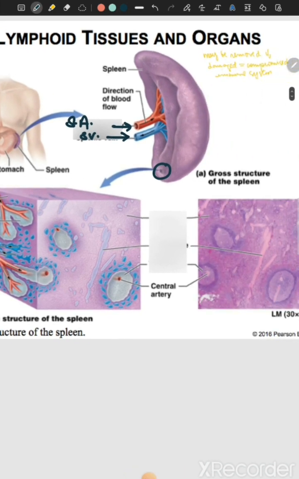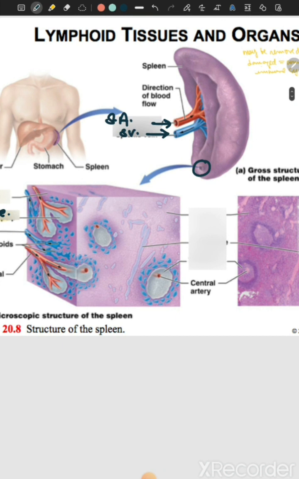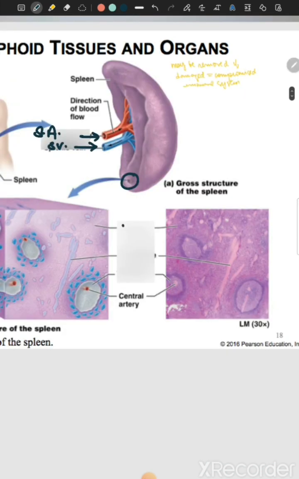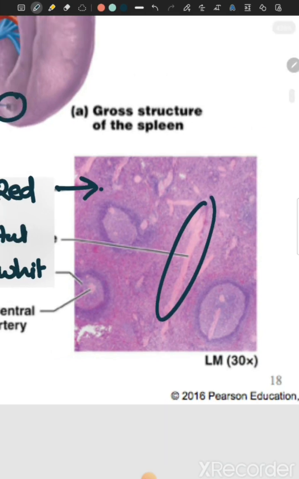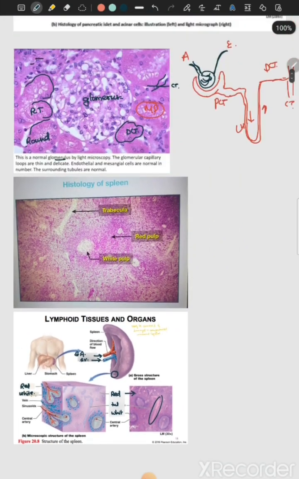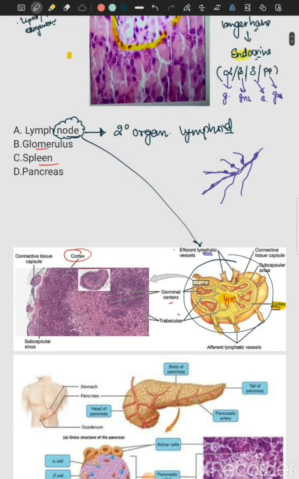And now, specifically with H&E stain, when we see it, we find that there is a red pulp, it looks like this, and there is a white pulp, and this is the follicle. So basically the spleen has a structure like this. If you correlate spleen and lymph node, you can find they are almost similar, but in the case of the spleen there is a follicle present.